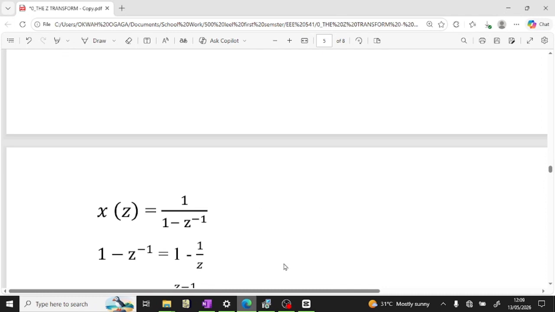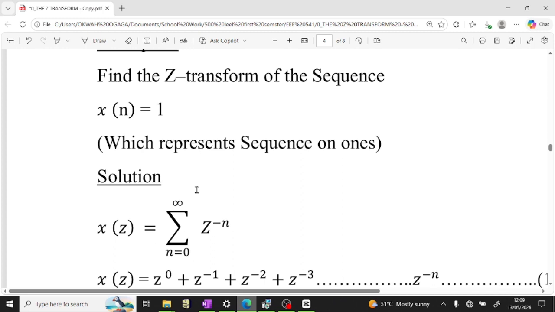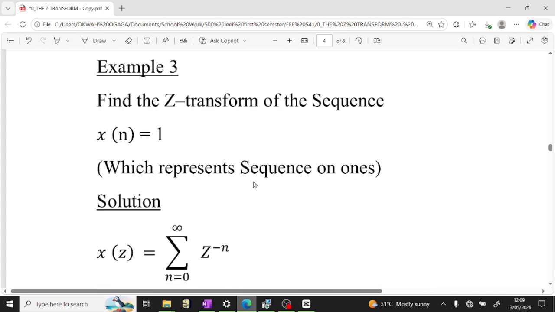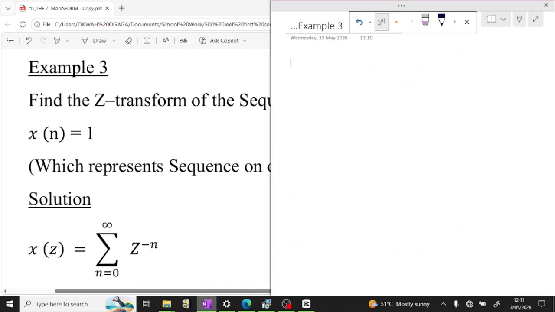Right, so example 3 is just so easy, because we are applying all we have learned so far from examples 1 and 2. In example 3, x of n is just equal to 1. It's not equal to some complex thing like that. Okay, so let's do example 3.